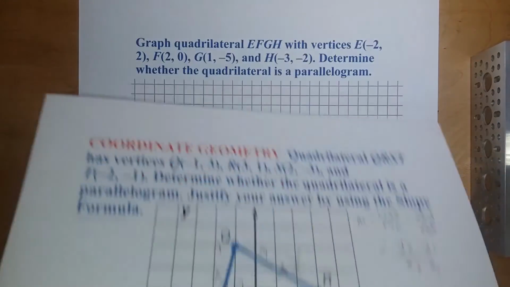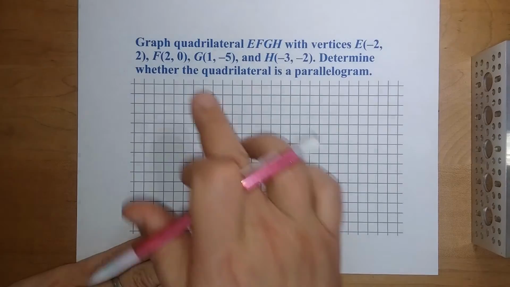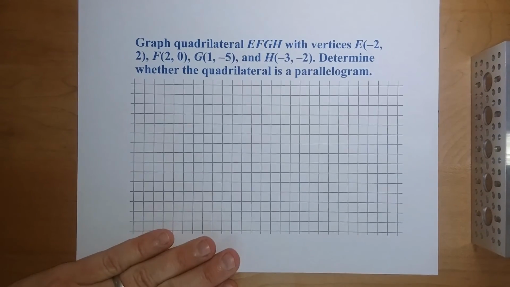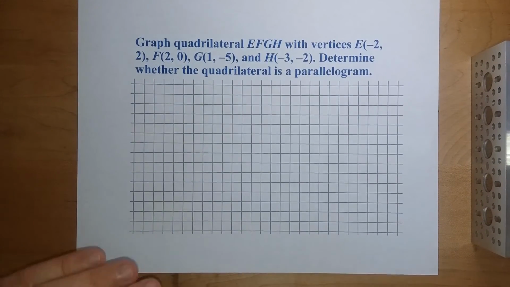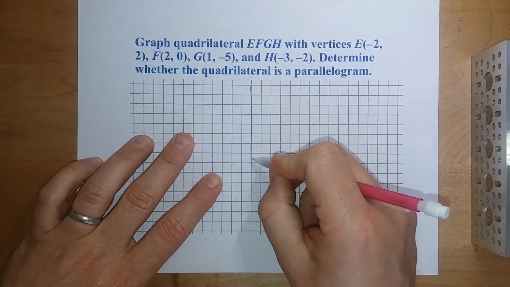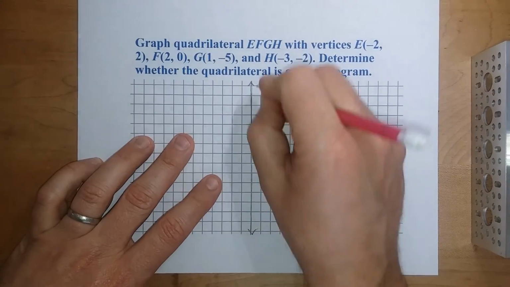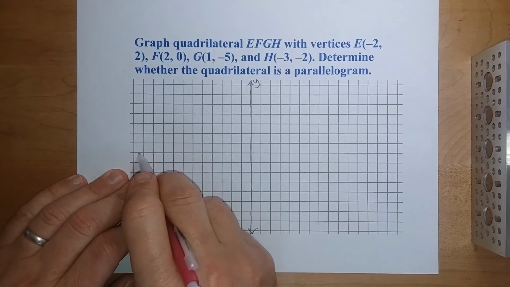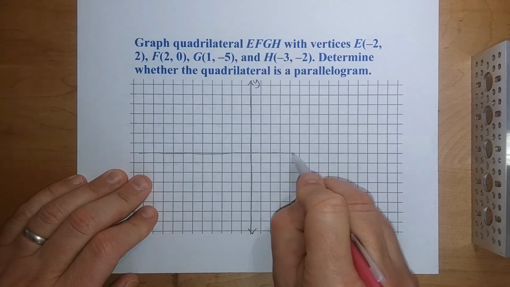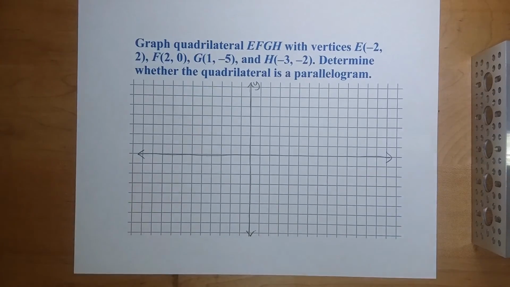Let's try one more that we have to graph. This time, they're not giving us the picture. We have to graph it. Why don't we go ahead and see if we can figure out whether EFGH is a parallelogram. Let's go ahead and draw ourselves a coordinate plane here. I'm going to call this my y-axis. And I'm going to make an x-axis here. It's right down the middle. There's my x-axis.